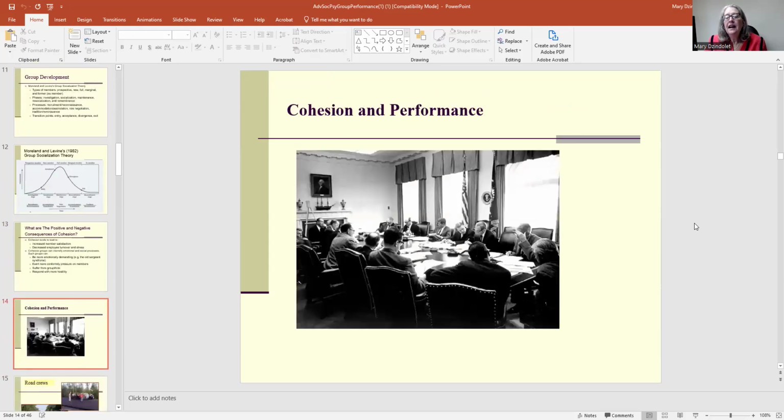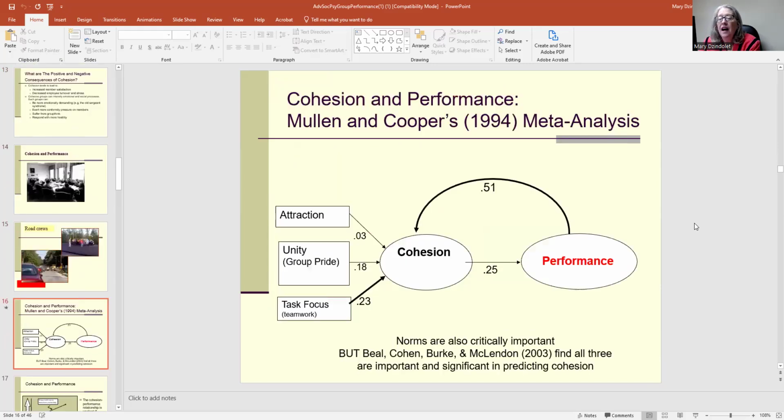Okay. Now, let's talk about cohesion and performance because we assume that groups that are cohesive are going to perform better. And if that's true, we want to do whatever we can to make the groups cohesive so that they will perform better. And here's a meta-analysis that was done, it's a long time ago, but Mullen and Cooper did this in 1994. And what they found, and other researchers have too, I could have picked any number of different studies to show here.